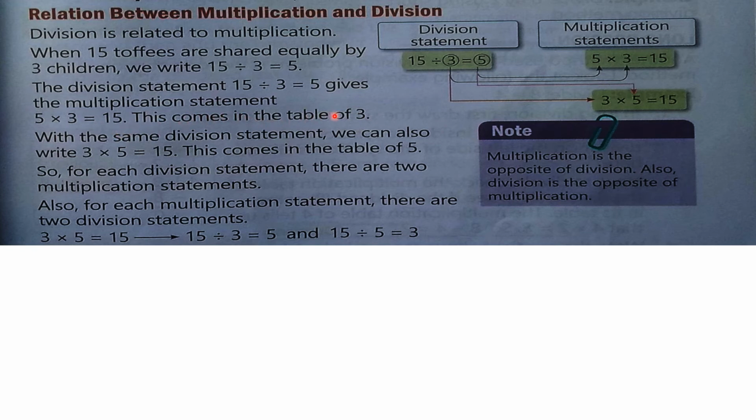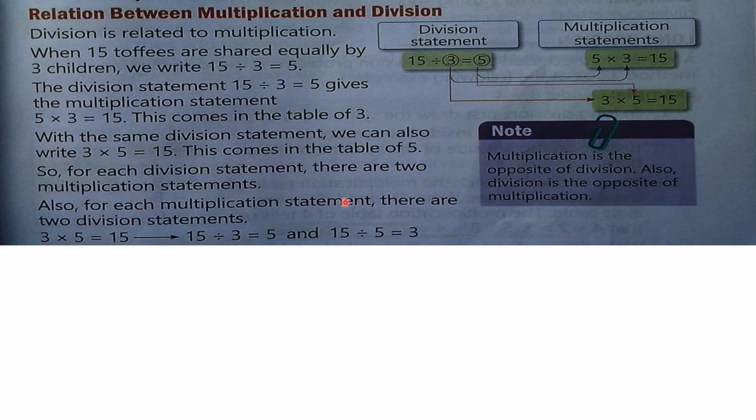So this comes in the table of 3, and how many times? 5 times. We can also write 3 multiplied by 5 is equal to 15. So this comes in the table of 5. So here 5 times 3 is in the table of 3, and here 3 times 5 is in the table of 5. So for each division statement there are 2 multiplication statements, as we can see here.